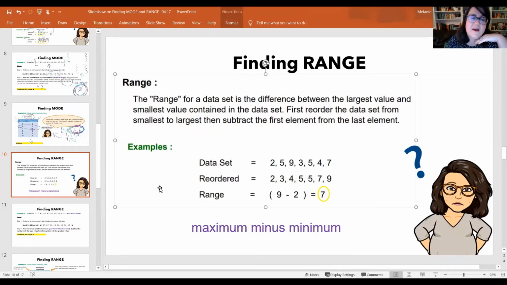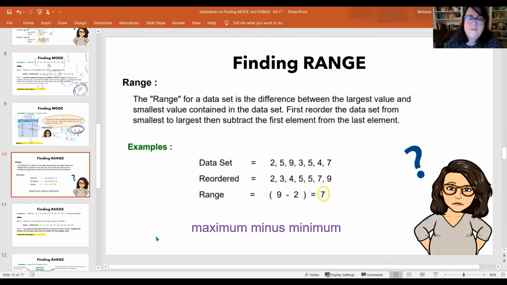Finding the range. Okay, so in range, it's just finding the minimum number and the maximum number. And actually minimum and maximum might seem just like regular old words in our English language, but they're also math vocab words. Okay, the minimum number in a data set is the number that has the least value. So in this data set, it would be 2. And then the maximum number in a data set is the number with the greatest value. So in this data set, that would be 9. Okay, so 2 would be the min, let's call it the min, and 9 would be the max.